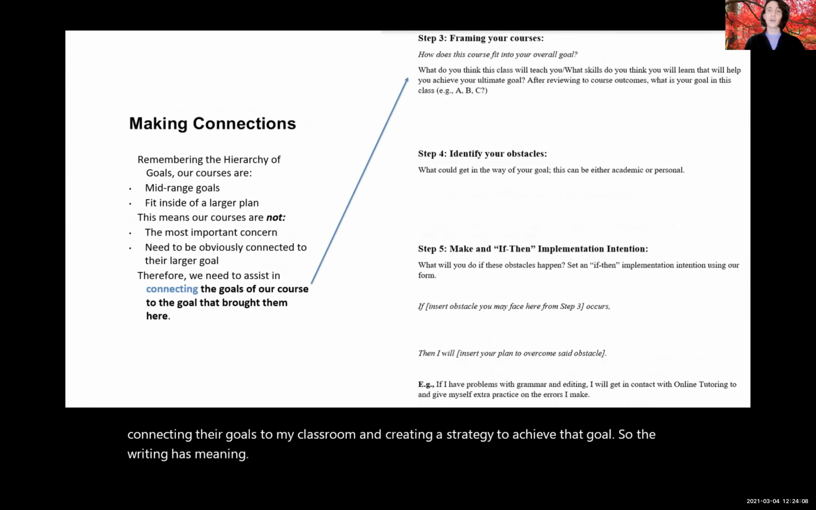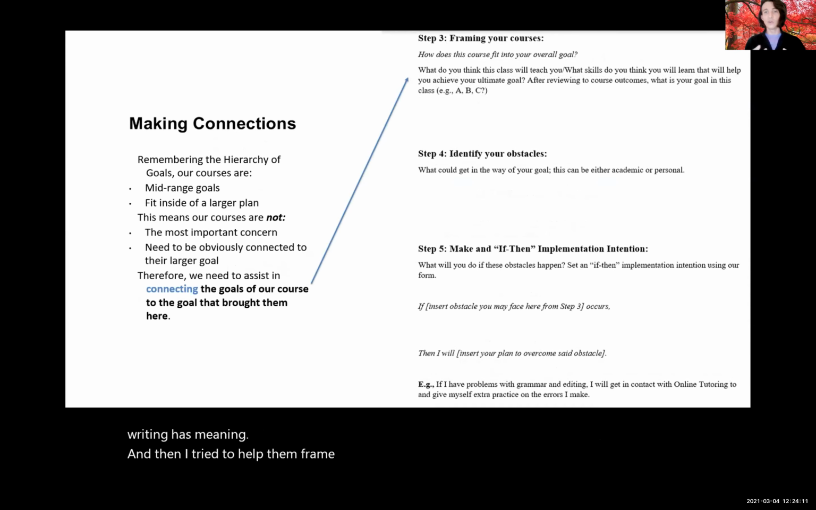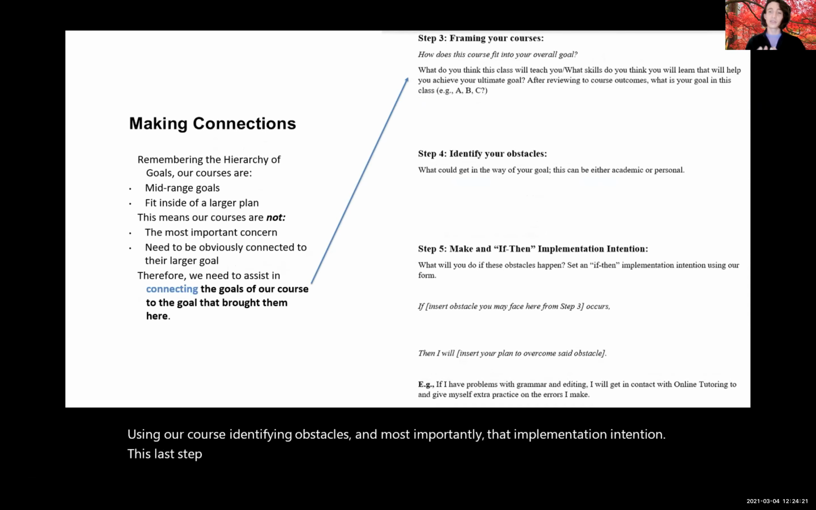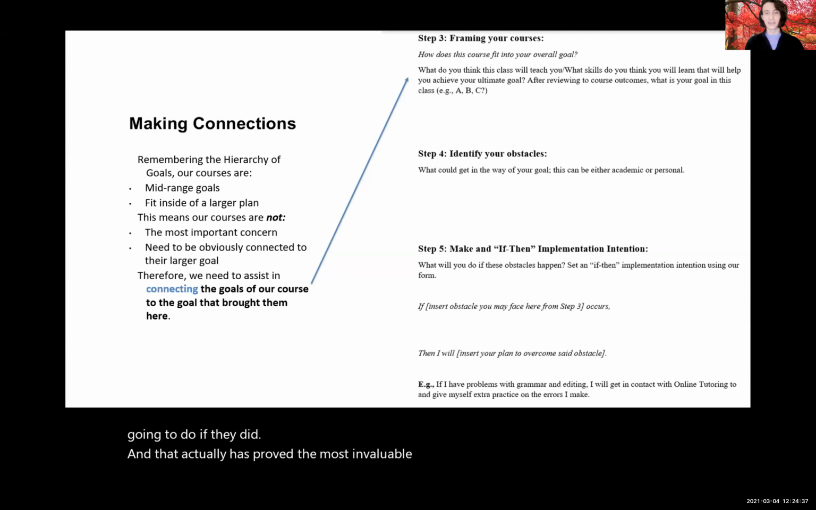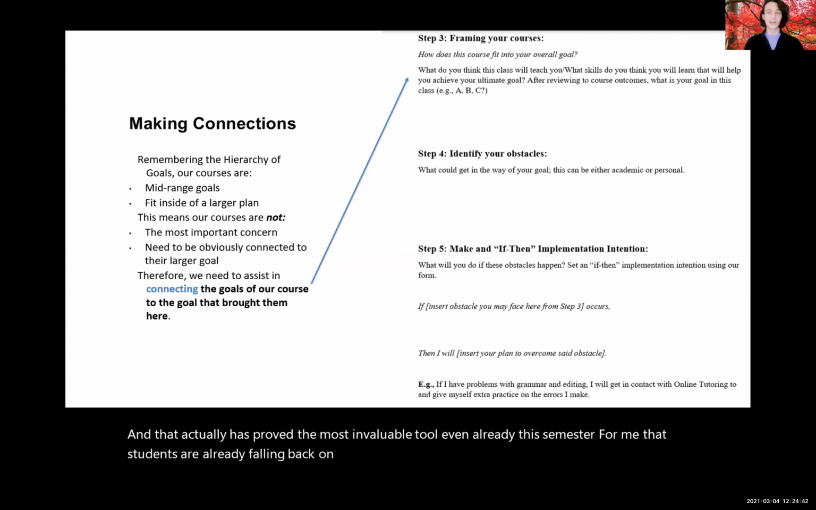And then I tried to help them frame it using our course, identifying obstacles, and most importantly, that implementation intention. This last step I really found helped students, especially with the metacognition, because they didn't panic when they made a mistake, because they already had created a plan for what they were going to do if they did. And that actually has proved the most invaluable tool, even already this semester for me, that students are already falling back on their plan when they realize, oh, I missed this, or I didn't turn this in on time.